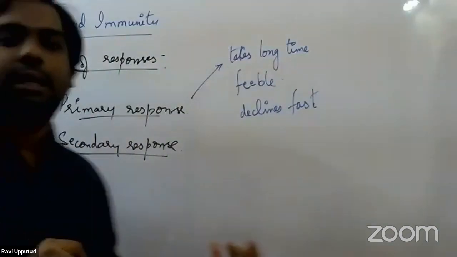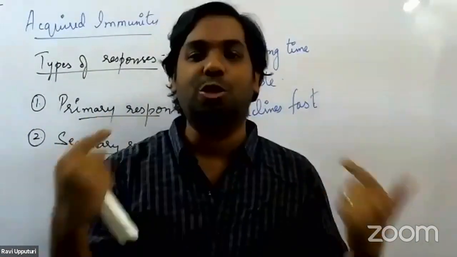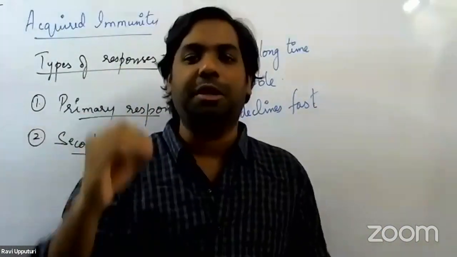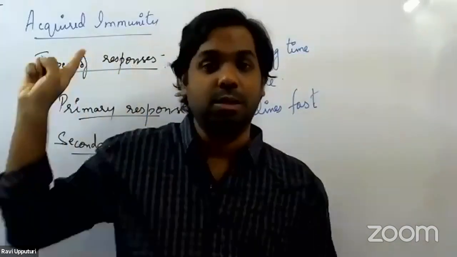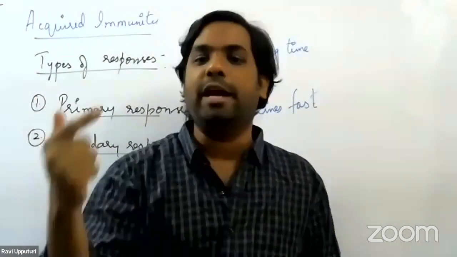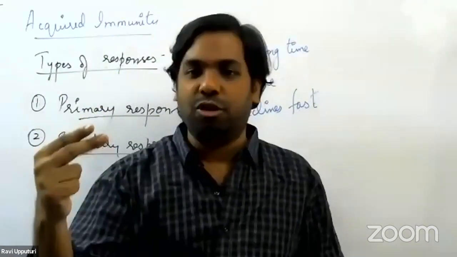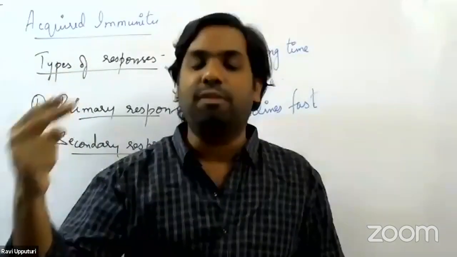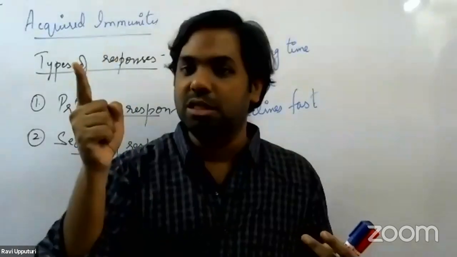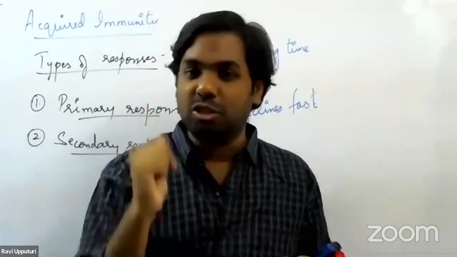Now, what is the secondary immune response? So what happens in the primary immune response? The immune response that is shown by an individual when the specific type of antigen enters into the body for the first time, that is the primary immune response. Now, when the same antigen enters into the body for the second time, at that point of time, what is happening? There is no synthesis as well as activation of antibodies. Why is there no synthesis and activation of antibodies?